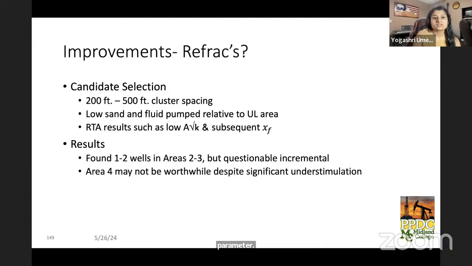Then we looked at candidate selection for refracs as well. So candidate selection for refracs are between 200 to 500 foot cluster spacing, low sand and fluid pumped, and RTA results had low A square root of K. We found 1 to 2 wells in Areas 2 to 3, but it was questionable incremental economics, and Area 4 may not be worthwhile despite significant understimulation.